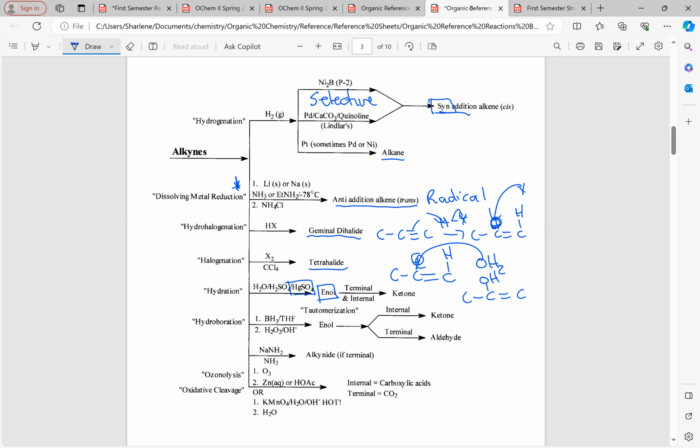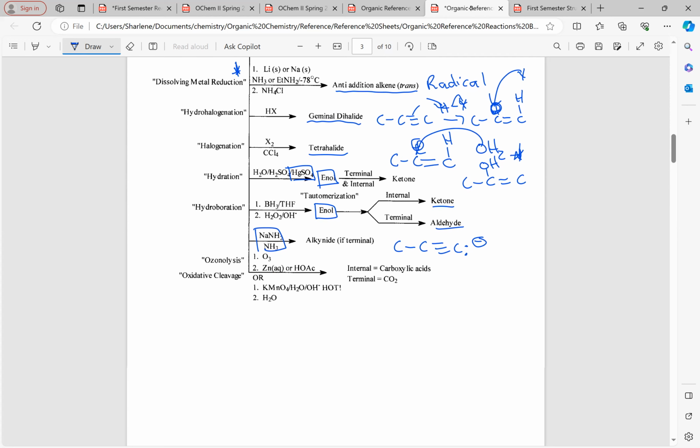Hydroboration, okay. You actually go through an enol, and if it's internal, it'll make a ketone, and if it's terminal, it'll make an aldehyde. So kind of the same idea as that mechanism. Do not forget if you have a terminal, that is a pKa of 25, and you will always rip off the hydrogen with a strong base. And remember, I love that as a nucleophile. So that's my acid base, don't forget.